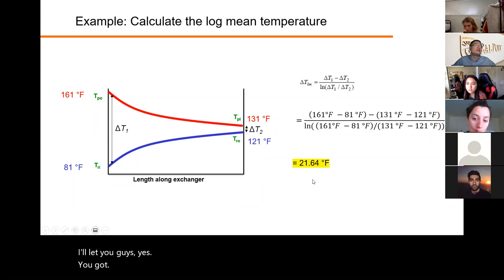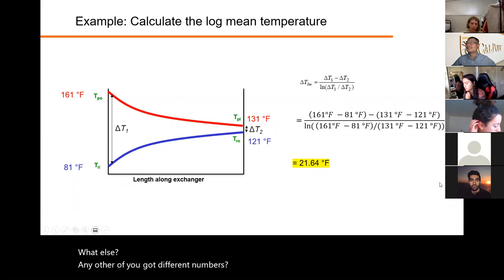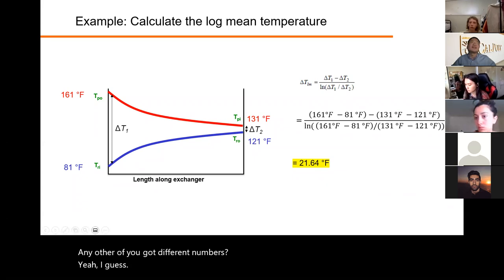Carly, you got 30? Yeah, I got like 33.6. I redid the calculation a couple of times. Any others of you got different numbers? Yeah, in the chat they're saying we all got 33. Okay, that might be my miscalculation.